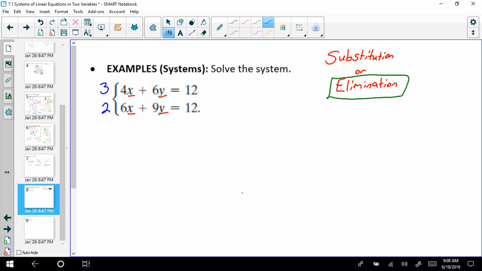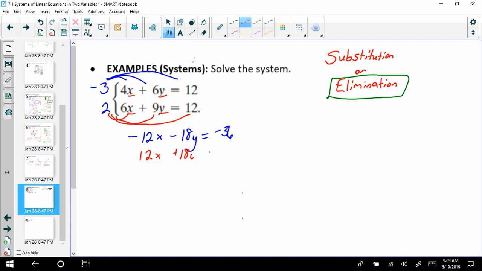Now, before we do our multiplying, though, yes, they would both now become 12x's. One of them needs to be a negative 12x, otherwise they're not going to cancel. It doesn't matter which one you give the negative to. Heck, I'll give it to the top guy. So if I distribute, I'd have negative 12x minus 18y equals negative 36. And if we distribute on the bottom one, I would have 12x plus 18y equals 24.